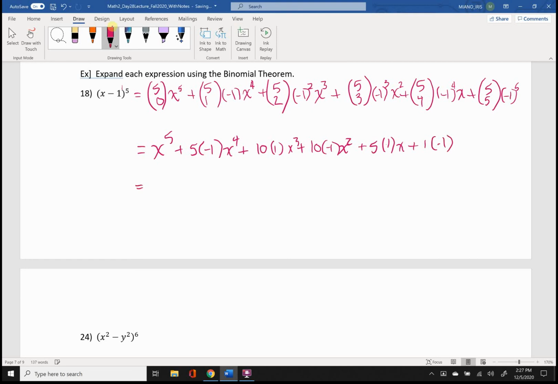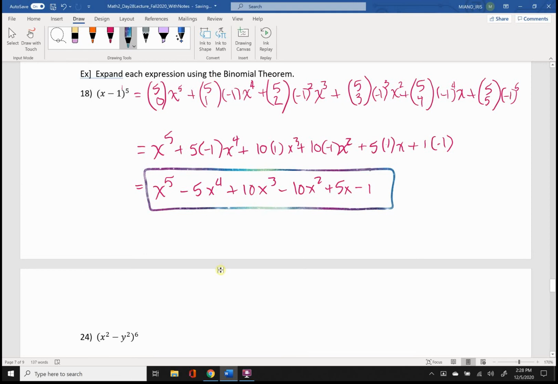Okay, so we can clean this up even further and give us our final answer, in which the signage is going to be alternating. So that'll be x to the 5th power minus 5x to the 4th plus 10x to the 3rd minus 10x squared plus 5x minus 1. And that's your final answer.